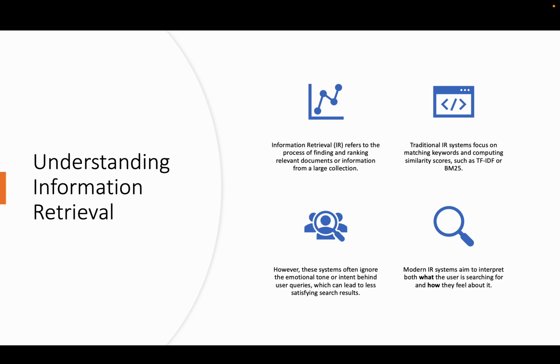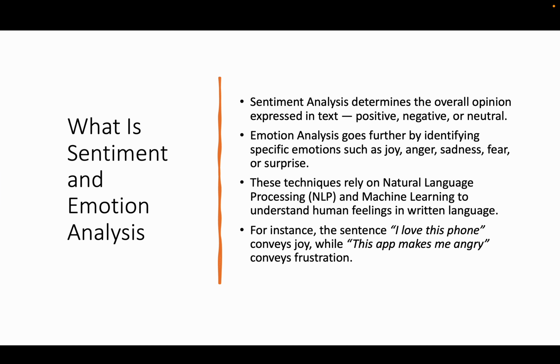For example, consider two people searching for best smartphones. One might be excited to buy a new phone, while the other might have had a bad experience with their previous brand. A traditional search engine would return identical results for both users, but an emotion aware system could recognize dissatisfaction in the query and filter out the disliked brand automatically. This shift from keyword based to emotion aware retrieval marks a significant advancement in how computers understand human language.